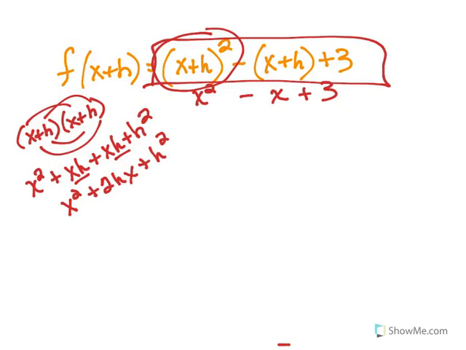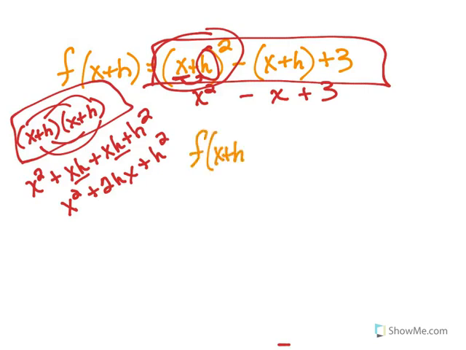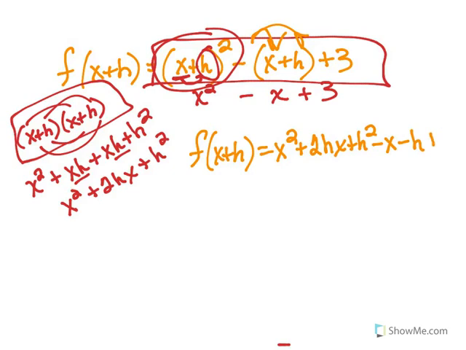Again, I recommend knowing the shortcut where you take the first term and square it, take the first times the second and then double that, and then take the last term and square it. That's that little shortcut, which would be in a different video. But if you don't know that shortcut, just go ahead and FOIL it out. So now I have f of x plus h, which is going to be equal to x squared plus 2hx plus h squared. And then I'm going to have to distribute this negative sign, so minus x minus h plus 3.